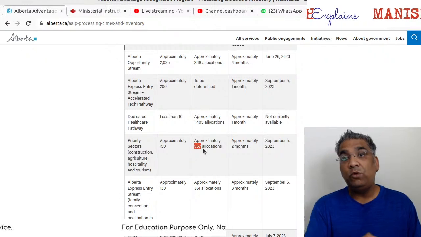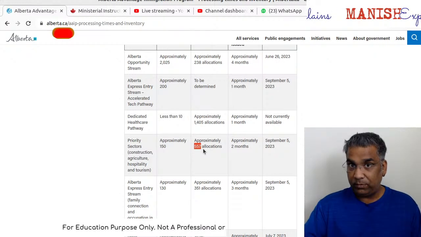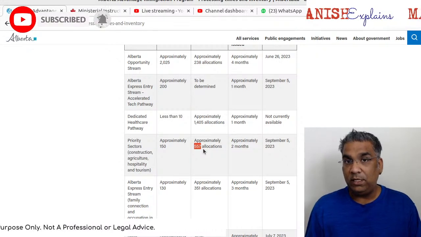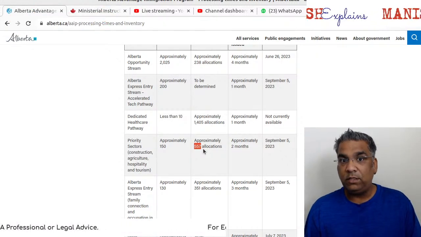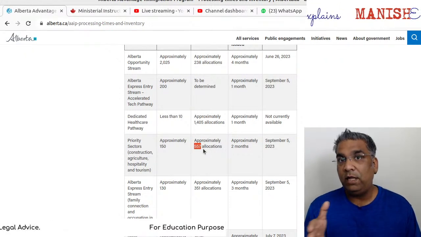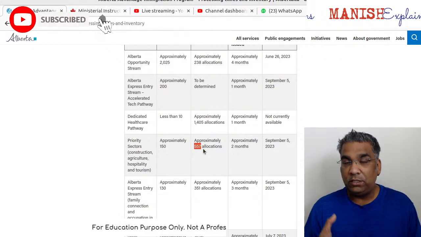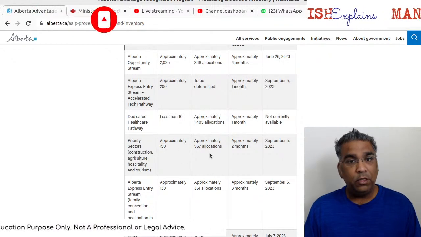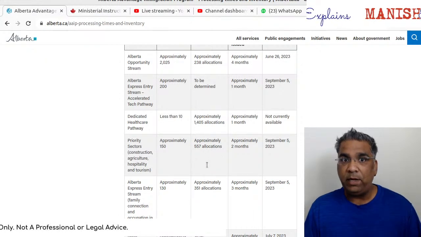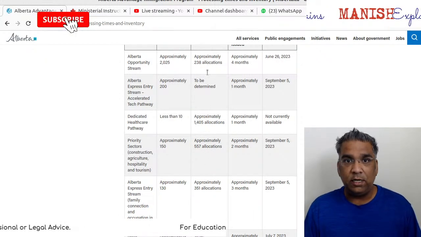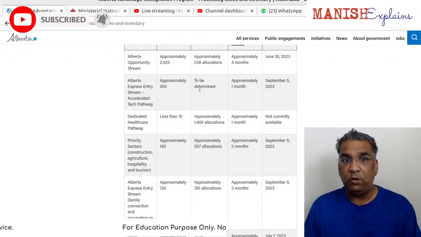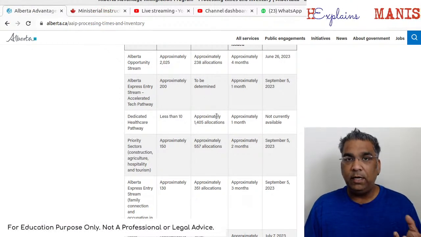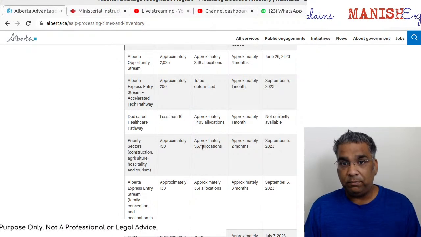So they have more than 50% remaining in this particular queue, and it's almost 9 months into the year. So it very well seems they will have some leftover from this stream going forward. They only have 150 applications in the queue. So any remaining allocations can move across to, say, AOS where there is very high demand, or the tech pathway, which is a reasonably high demand stream.